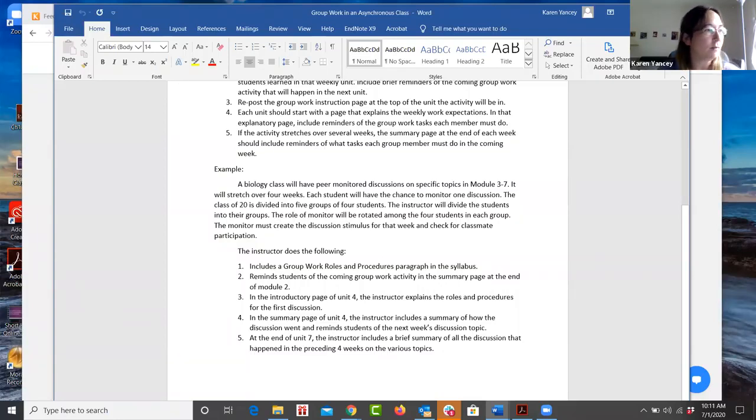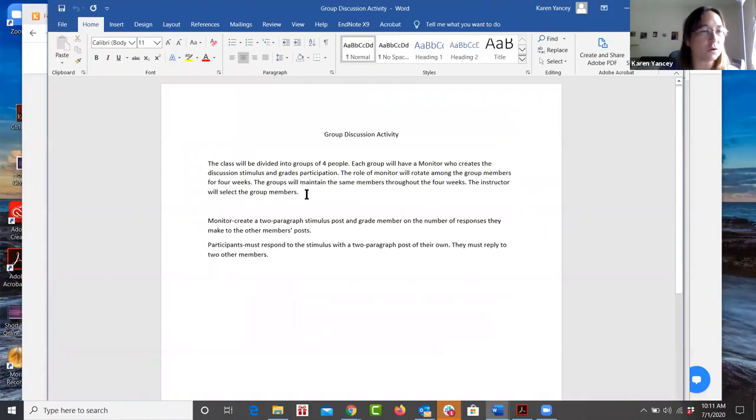I'm going to give you an example. I'm going to show you a page or a text that an instructor might write in their prep page to let the students know what their roles are. So they would explain the activity and what's going to happen, and then they would give them the roles and the definitions of the roles.